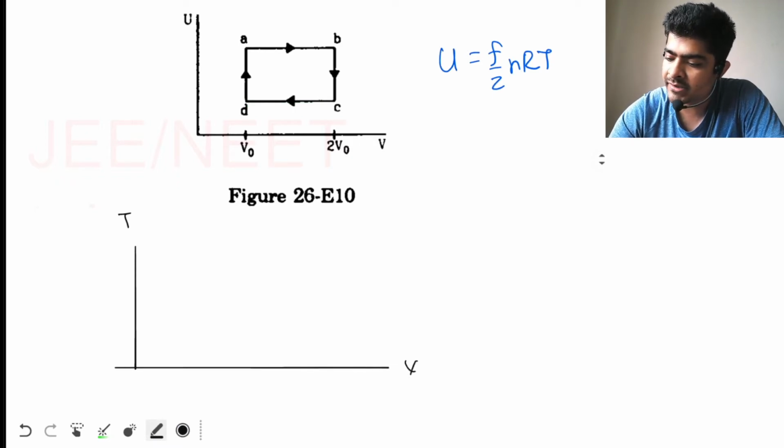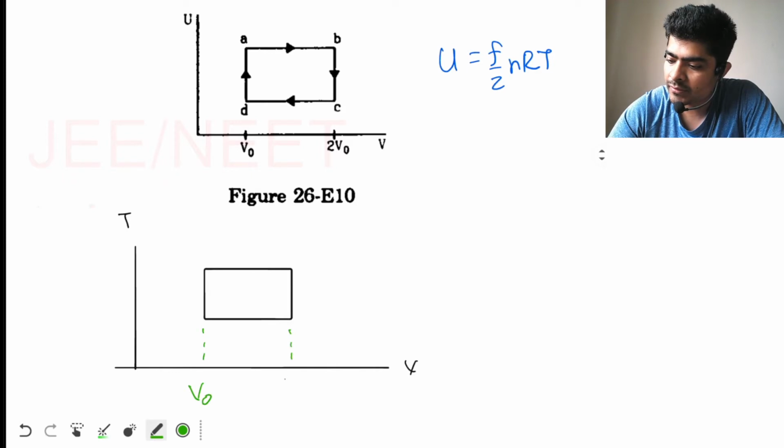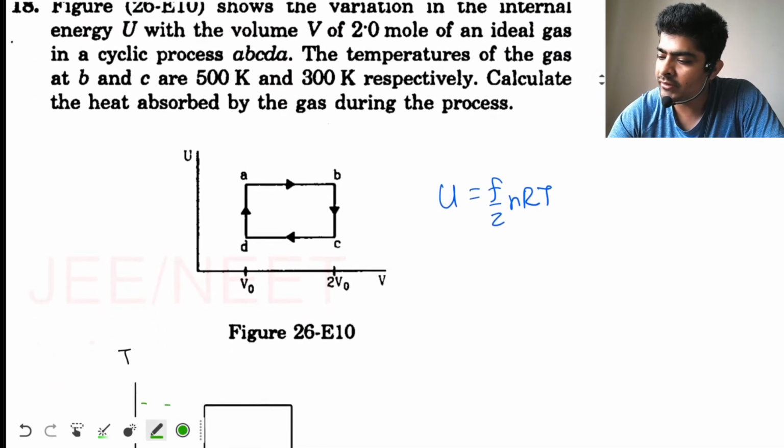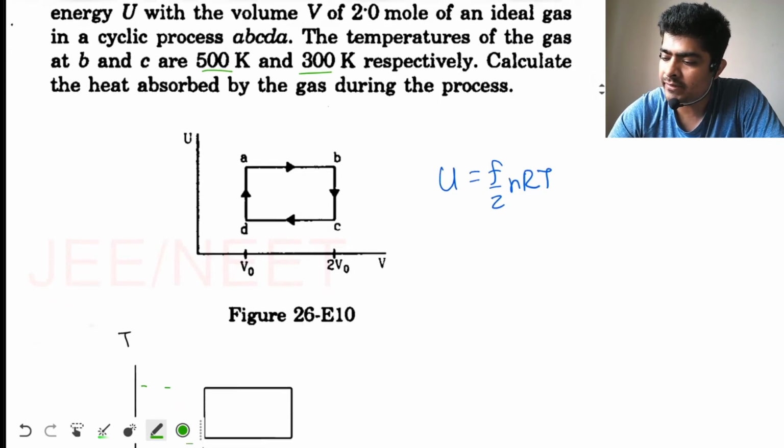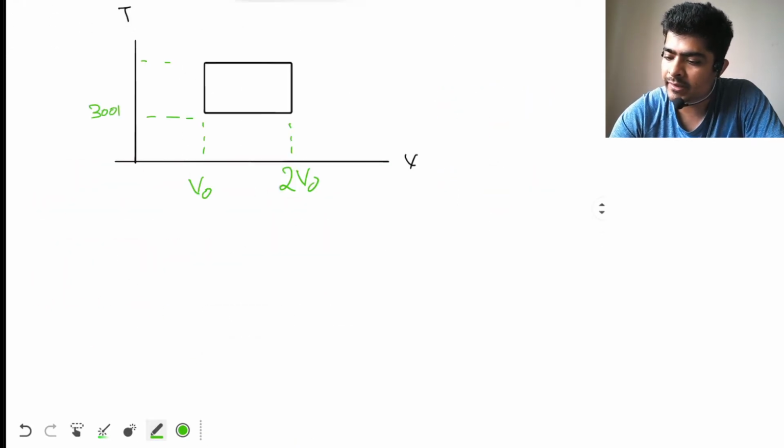Okay. Temperature versus volume. Let's draw a rectangle. So here we have volume V naught, 2 V naught. Temperature values are given to be 500 and 300 Kelvin. So here we have 300 Kelvin. Here we have 500 Kelvin. These are the temperature and volumes.